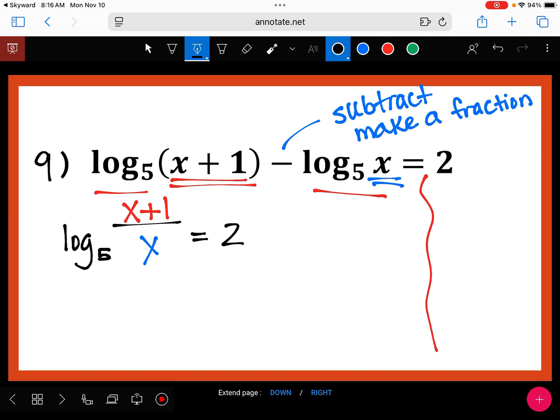All right, any ideas what we should do now? We only have a log on one side. So when we only have a log on one side, we can't drop it. So what do we have to do? We got to do a rewrite.